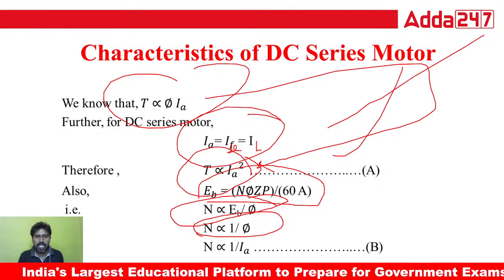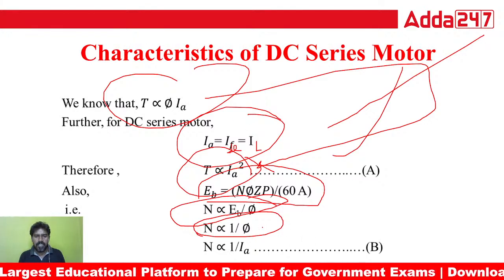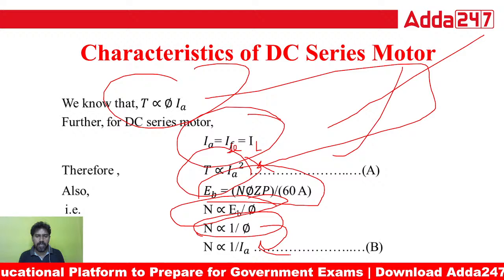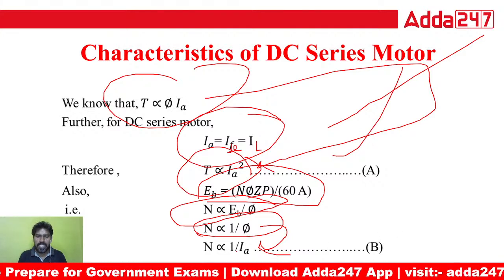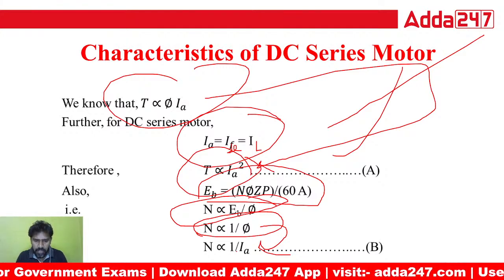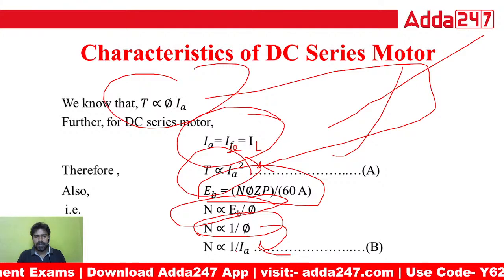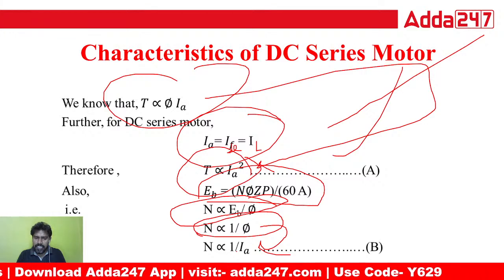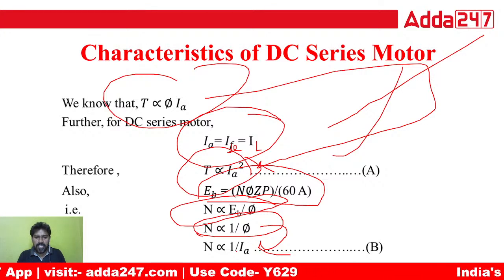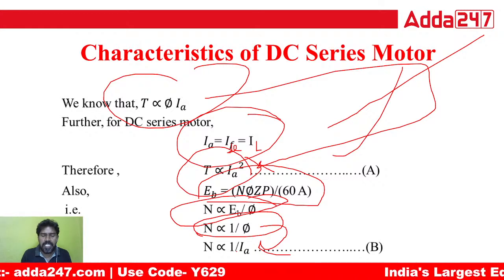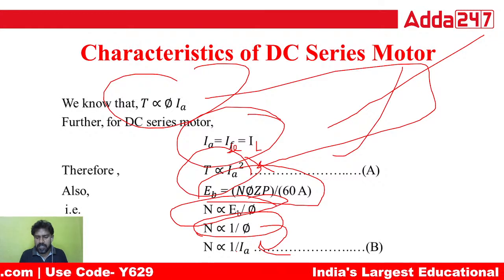But flux is directly proportional to armature current, so instead of flux you can substitute armature current. Then what do you get here? Speed is inversely proportional to armature current. When armature current increases, speed decreases. When armature current increases, speed decreases, which means torque also decreases.